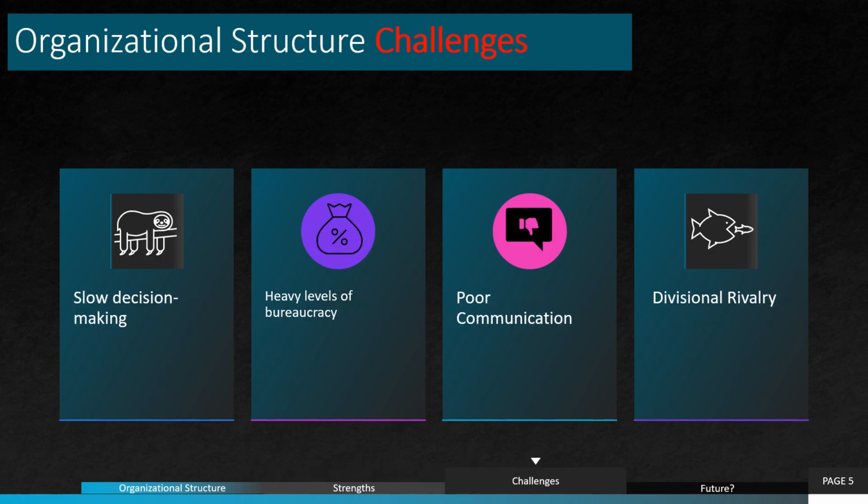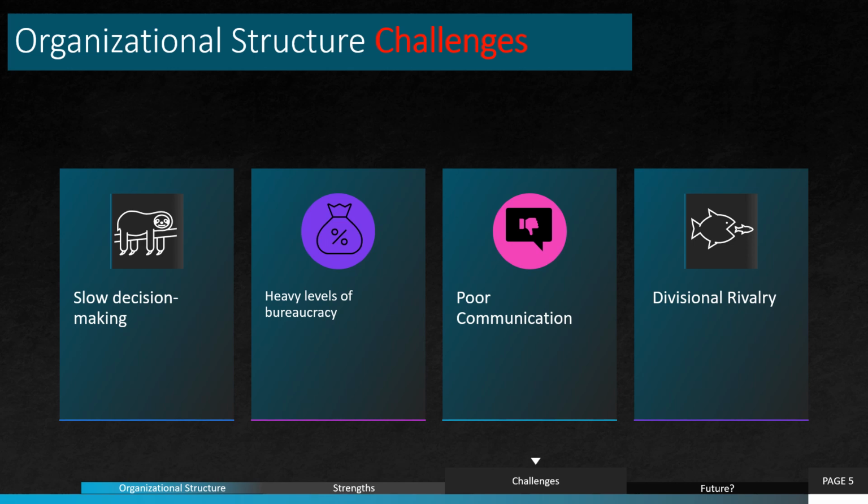So now we'll take a look at some of the organizational structure challenges. And anybody who's spent any time working in a government job knows that there are a lot of slow decision-making processes that can happen. When you have to seek approval at a higher rank, or maybe that decision has to go to 2 or 3 ranks above the line worker, that can allow for a very slow decision-making process.